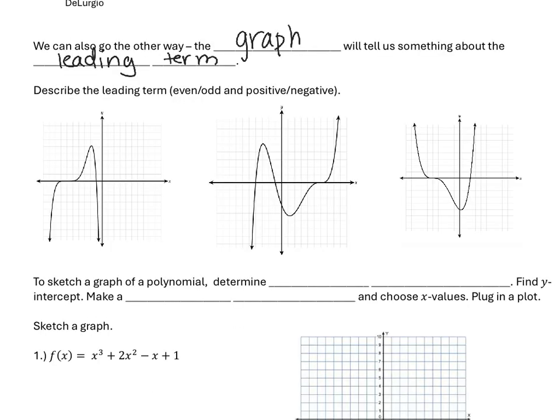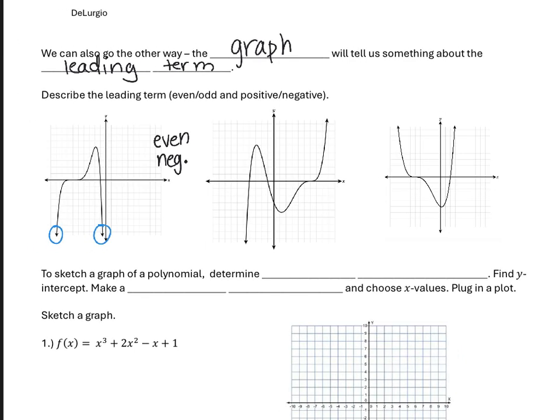We have this graph where both arrows are going in the same direction. What does that tell us about the degree of the polynomial? If they go in the same direction, is it even or odd? You're right, it is even because they're both going the same way. And because they're facing down, we know that the coefficient is negative. Even and negative. Okay?